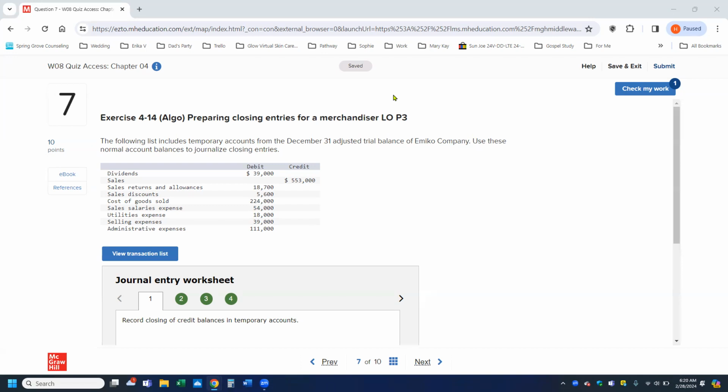So it's just what we've been doing for a while, closing out the temporary accounts: revenue, expenses, and dividends. And that's all that we have presented to us, so we don't even have to weed anything out.